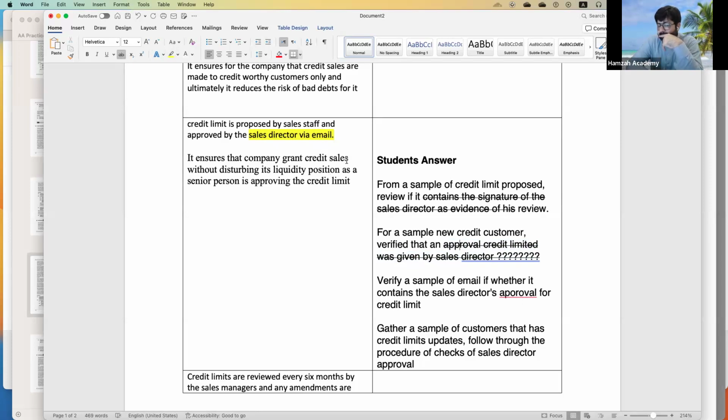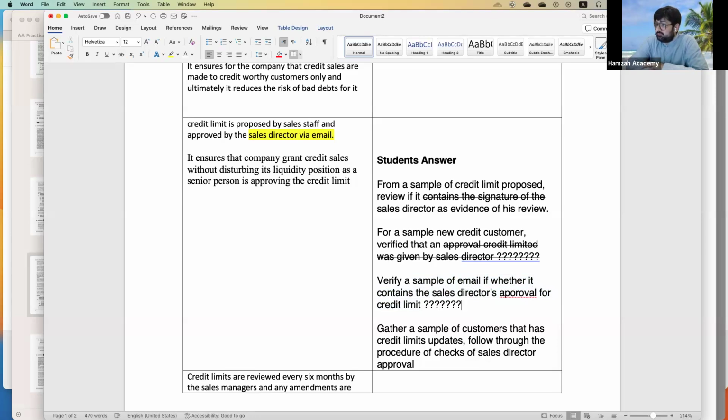Now, verify a sample of emails. Okay. Whether it contains the, again, you have mentioned the right source, but email of what? Your direction is good, but this is vague. Vague test of control.